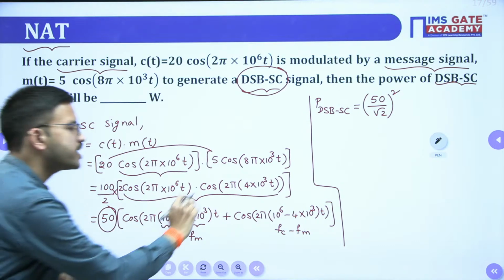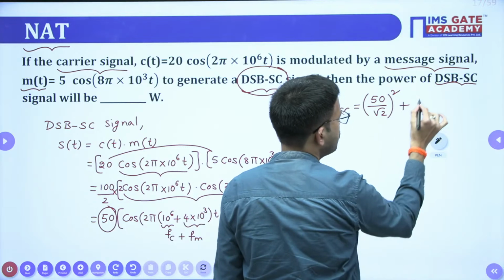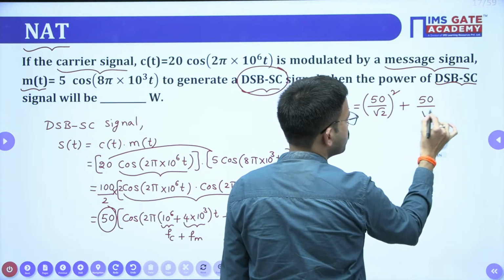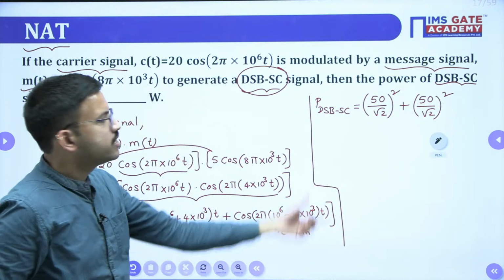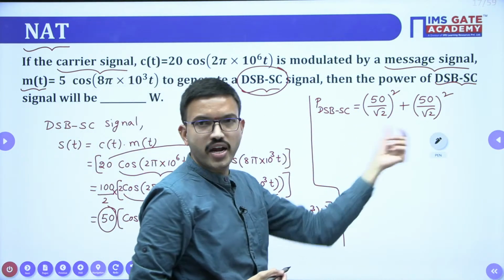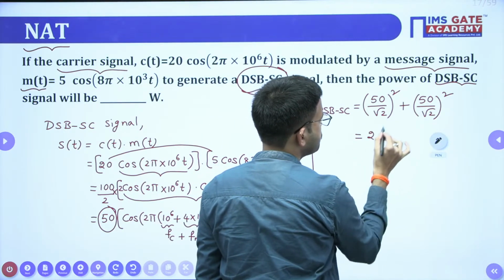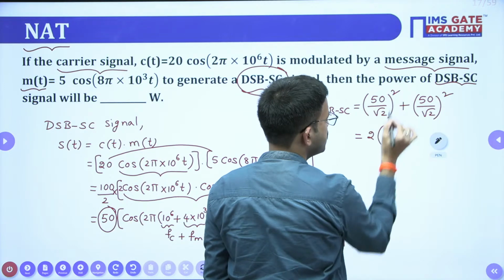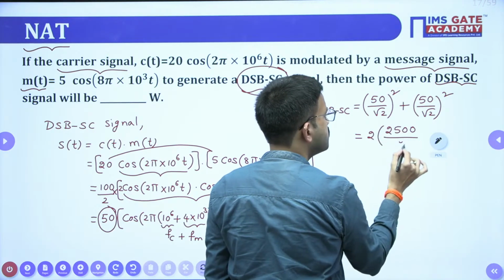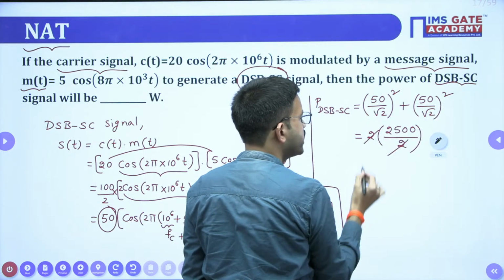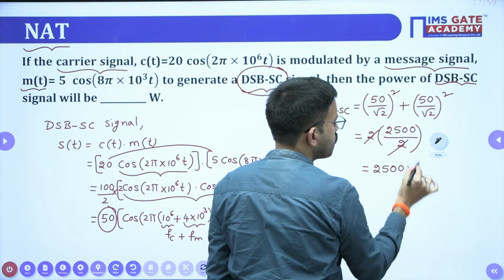Similarly, regarding the lower sideband, the same magnitude is there, so the RMS value will remain the same. The square of the RMS is the power. Both signals' power you have to add. Since both values are the same, just multiply this quantity by 2. 50 square is 2500. Root 2 whole square is 2. The 2 will get cancelled. You will get 2500.